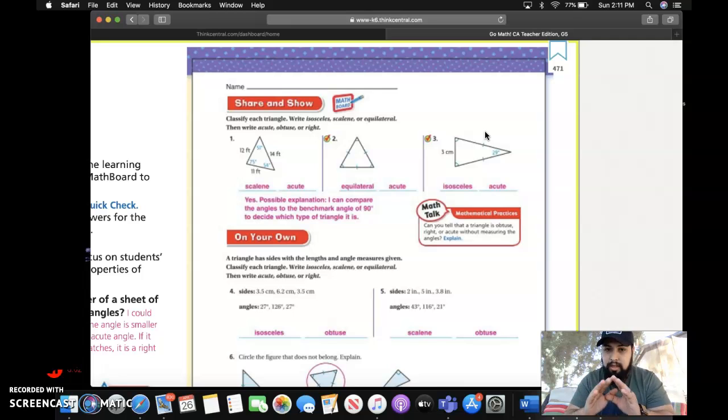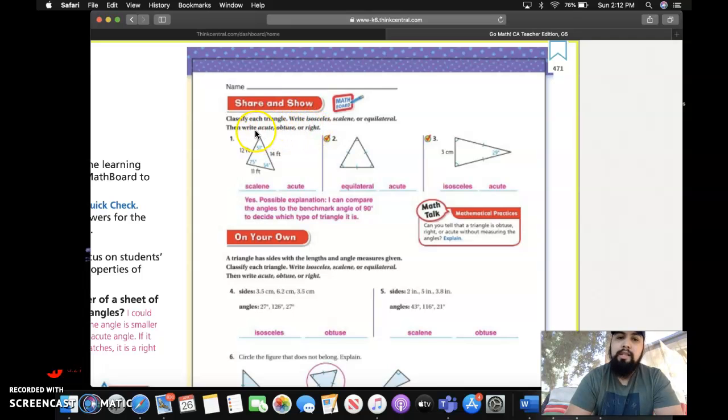It's saying classify each triangle, right? Isosceles, scalene, or equilateral. Okay, that is based off of what? The sides or the angles? And if you said sides, you're correct. And then acute, obtuse, right, that is based off the angles. Okay, so let's look at this one.